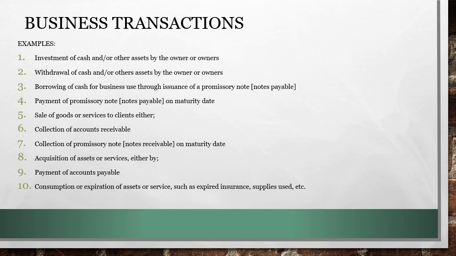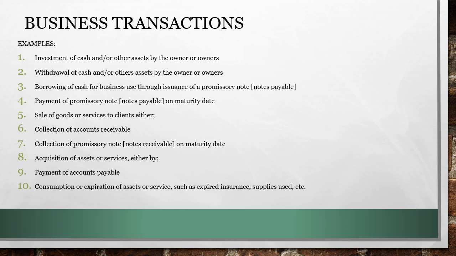of assets or services, either by cash, on credit, or issuance of promissory notes. And then if ever we have purchases on account, we have also the payment of accounts payable. And then lastly, consumption or expiration of assets, such as expired insurance, supplies used, and so on.